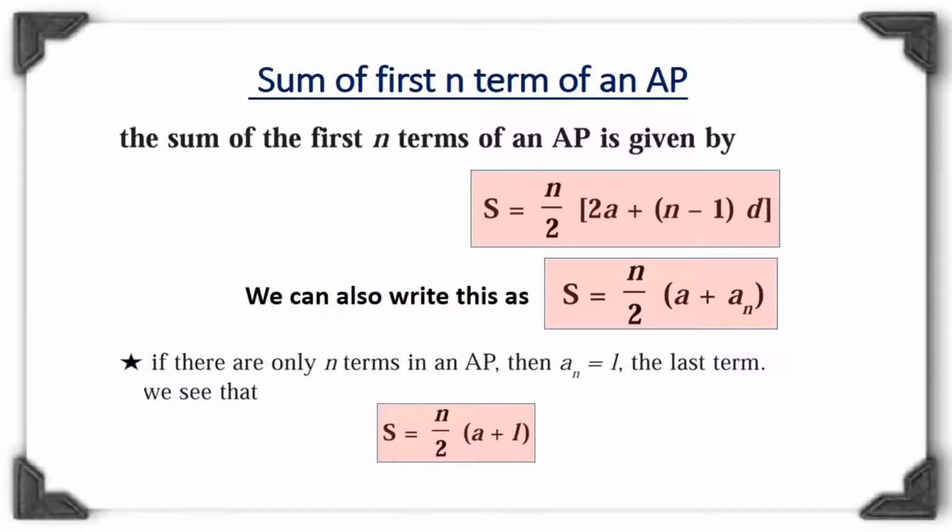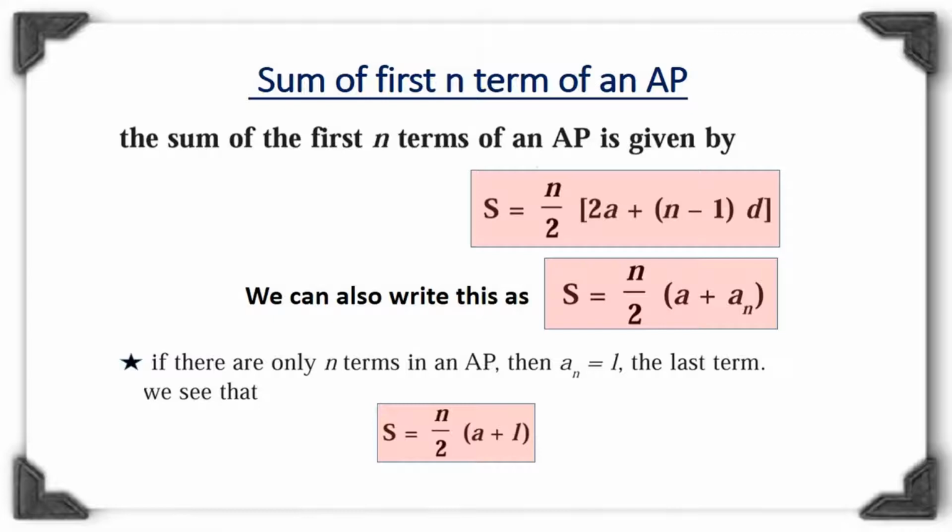The formula to find the sum of the first n terms of an arithmetic progression is S equals n by 2 into (2a plus (n minus 1)d). We can also write the same as S equals n by 2 into (a plus a_n), because in the above formula, 2a plus (n minus 1)d can be split into a plus (a plus (n minus 1)d). So a plus (n minus 1)d is the nth term formula.